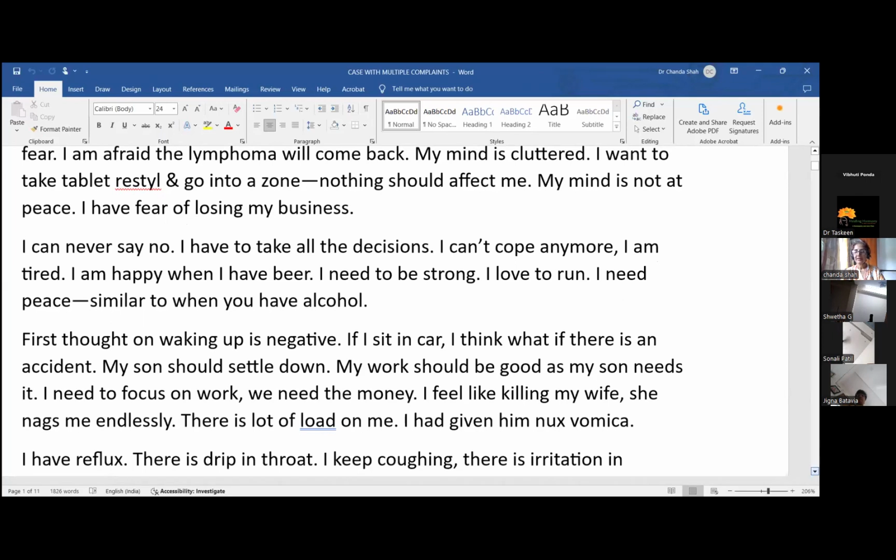Then I feel like killing my wife. She nags me endlessly. And there's a lot of load on me. Okay. So based on this and some other symptoms, I had given him Nux vomica. Okay, this was a long time back.